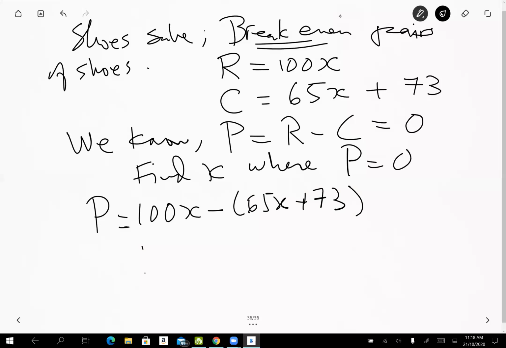Okay, now for break-even, profit is equal to 0. So therefore, this revenue minus cost, of course you can simplify, equals 0. So finish it up. What is the X? Can you do it quickly? In 2 minutes. Finish it up.